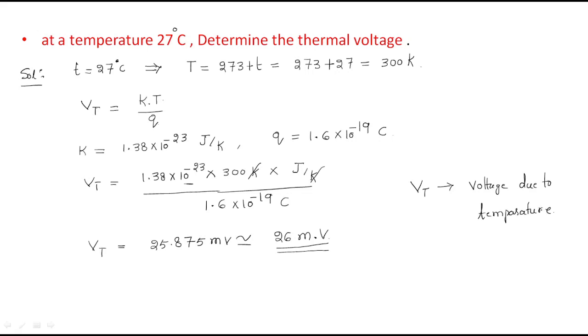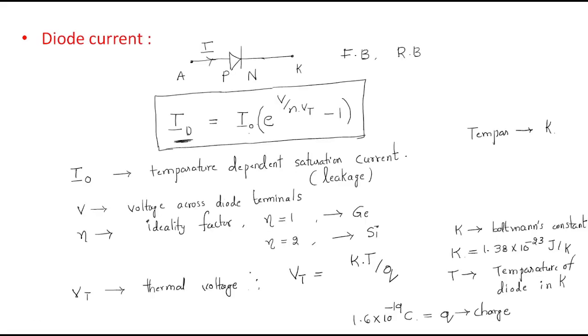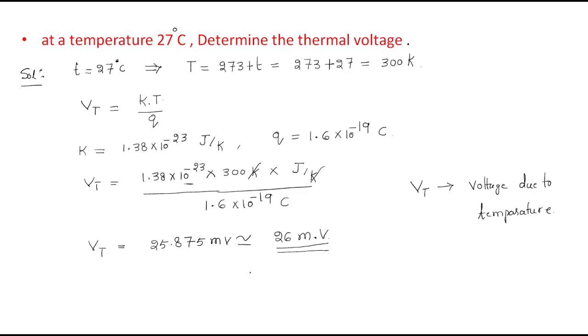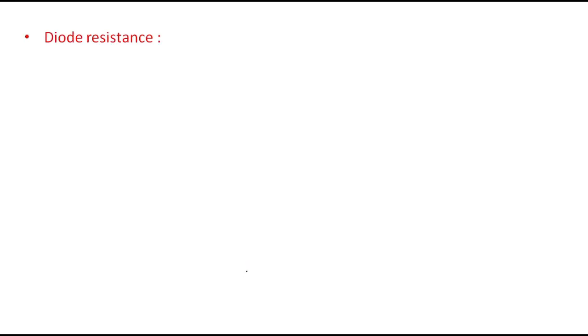Temperature will affect the voltage. Okay, so this is the diode current formula, and this is a small problem. Okay, next topic is diode resistance. So the last topic was diode current, now the diode resistance.